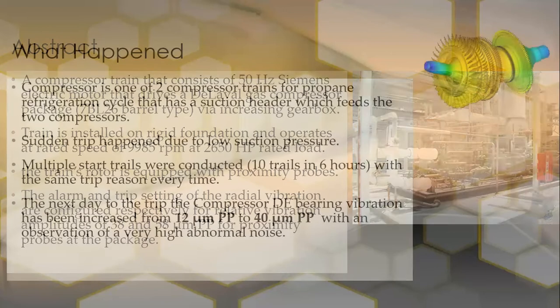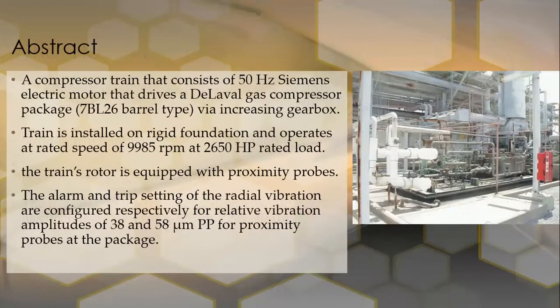The alarm and trip settings of the radial vibration, according to the manufacturer and the vendor, are configured respectively for relative vibration amplitudes of 38 micrometer peak to peak for alarm and 58 micrometer peak to peak for trip.